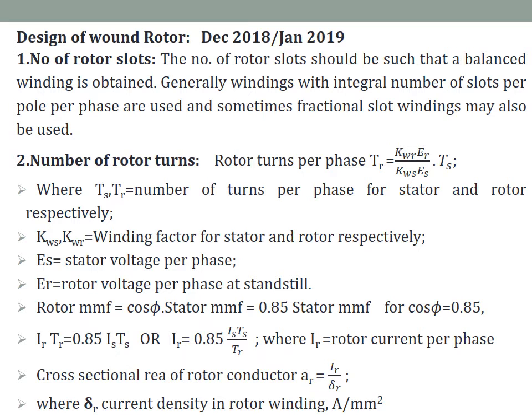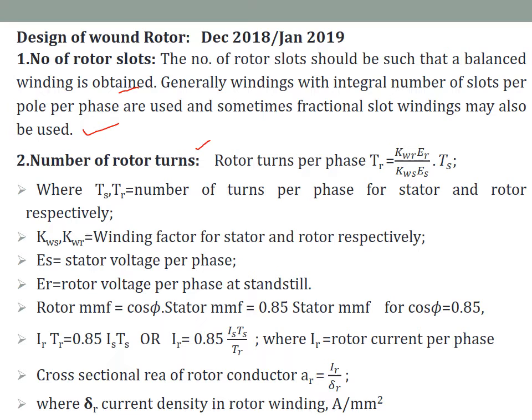So we'll continue with the design of wound rotor. First we'll calculate the number of rotor slots. The number of rotor slots should be such that a balanced winding is obtained. Generally, windings with an integral number of slots per pole per phase are used, and sometimes fractional slot windings may also be used. So coming to the number of rotor turns.